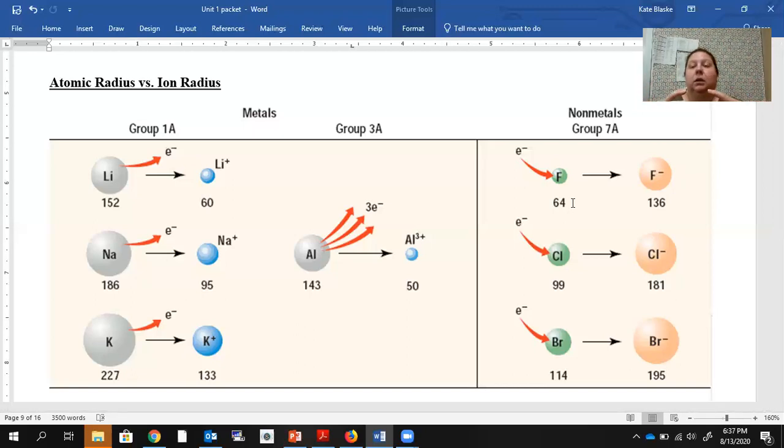So the neutral atom is smaller, and the negative ion, or the anion, is actually larger, because that nucleus doesn't have as much force to be able to exert on those electrons. It's not able to pull them in as tightly.